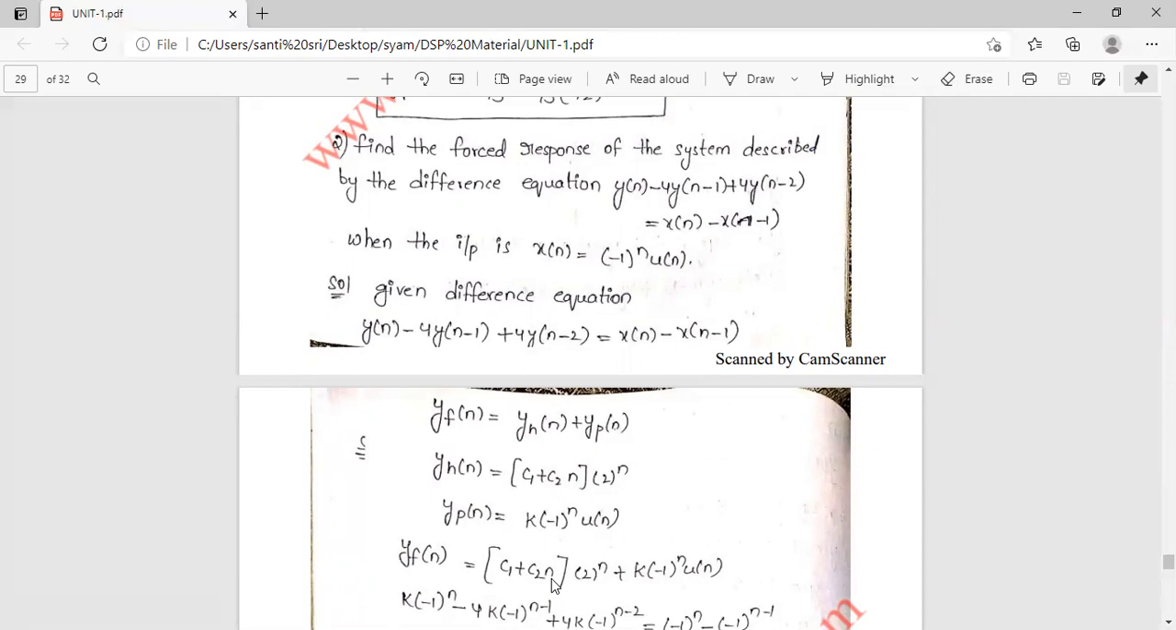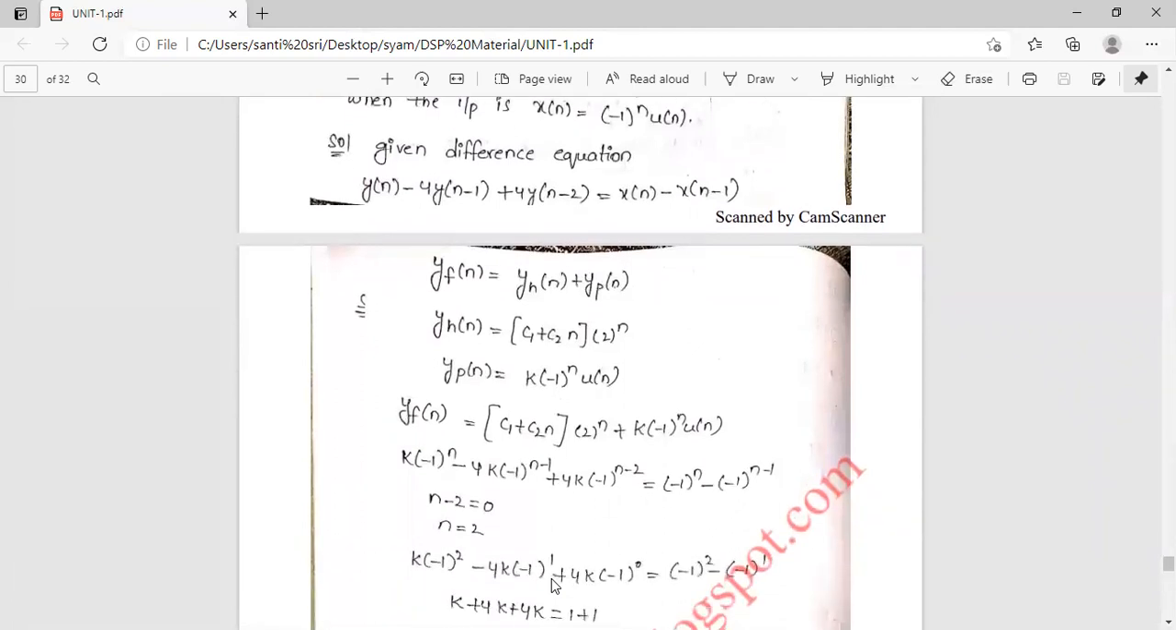So by adding these two, we will get yf of n equals (c1 + c2 n) into 2 power n plus k into (-1)^n into u of n. Okay, so this is the difference equation written in terms of the input signal.